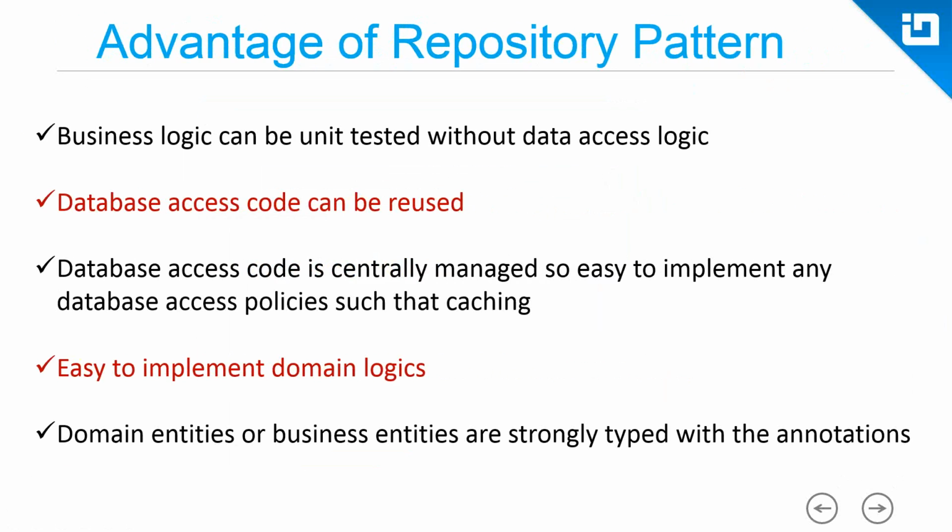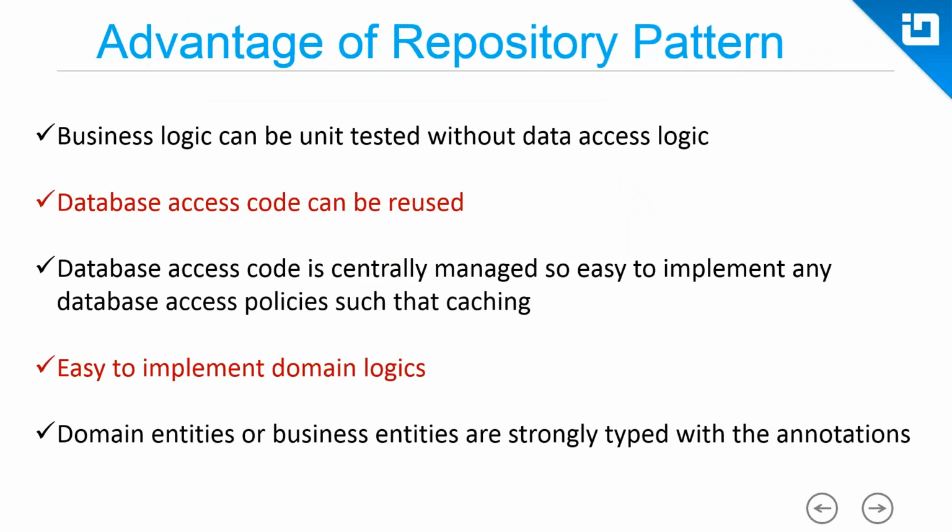Second, it says that data access code can be reused. Of course, that infrastructure project you can reuse anywhere you want, any number of times you want. The third advantage says that database access code is centrally managed, so it is easy to implement any database access policy such as caching. Right now, our database code is in one place in the product repository class. If we need to implement any caching mechanism or anything related to the database, we just need to go to one central place and that is done.